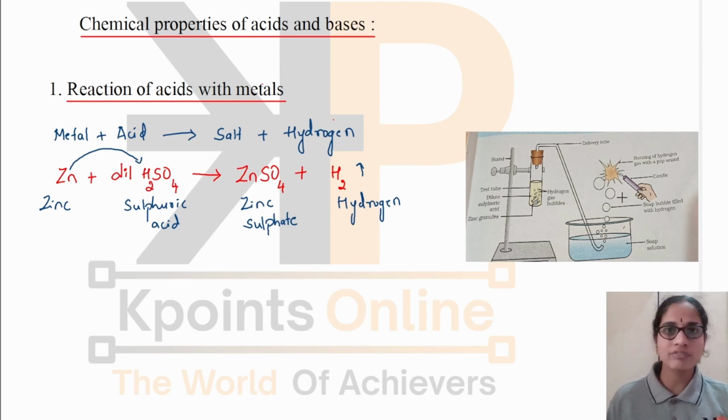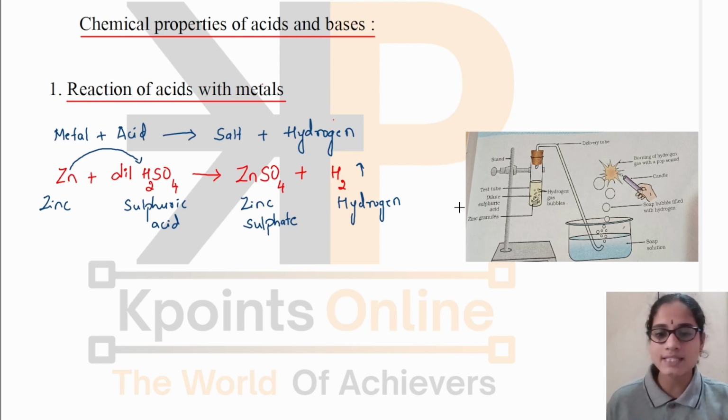How do we find that the gas is hydrogen? What we need to do is bring a burning candle near the gas while it is evolving during the reaction. What happens if it is hydrogen? Then the gas will burn with a pop sound. This is called the pop test for hydrogen.